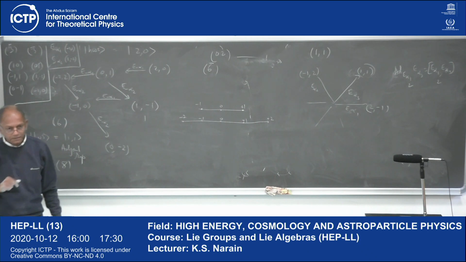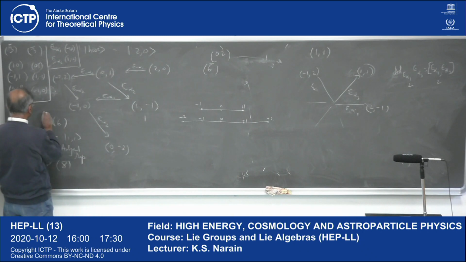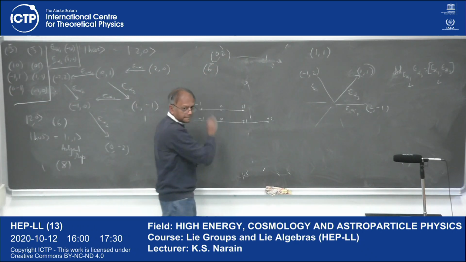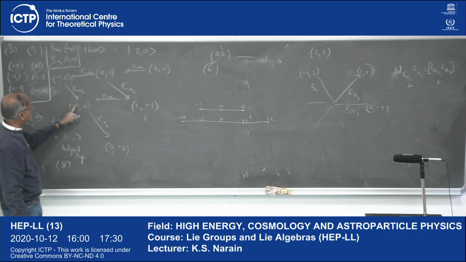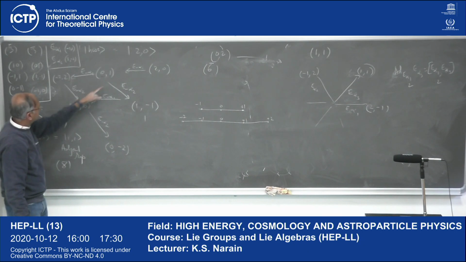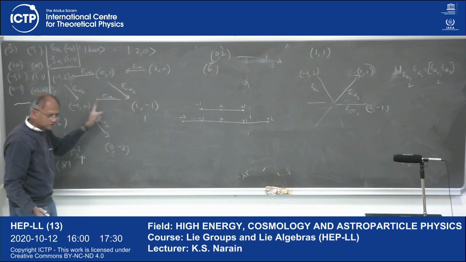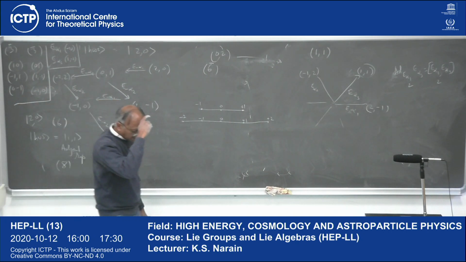So 2, 0 was the 6-dimensional representation. This representation was 6-dimensional, and 0, 2 was 6-bar, the complex conjugate. So in this case, we didn't have to really calculate to check whether these two ways of getting it give two different states or not, because we have other ways of deciding that it has to be one. But let us take some example.